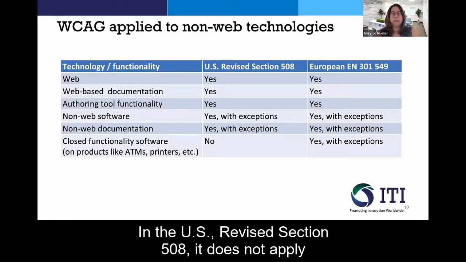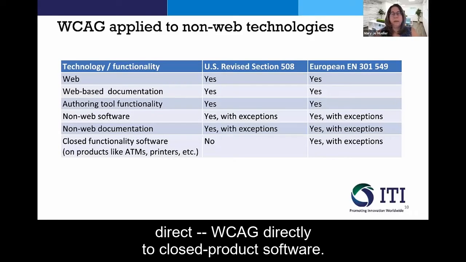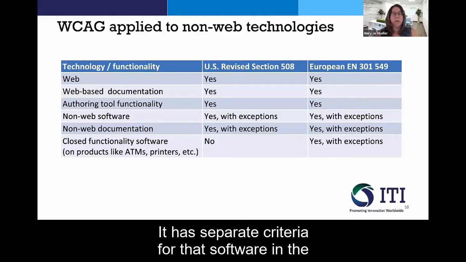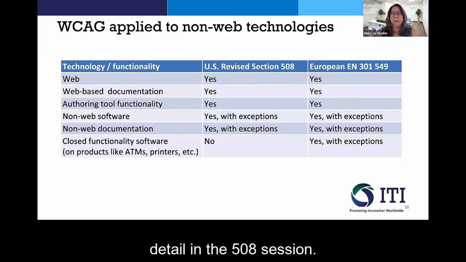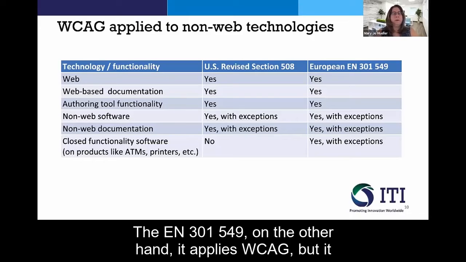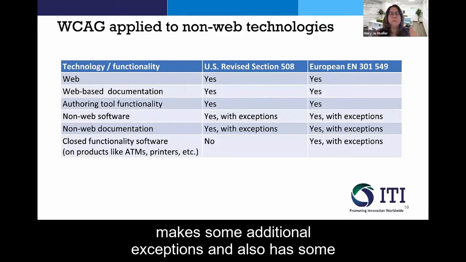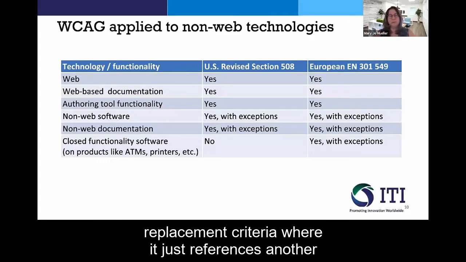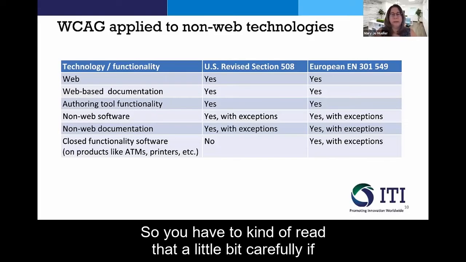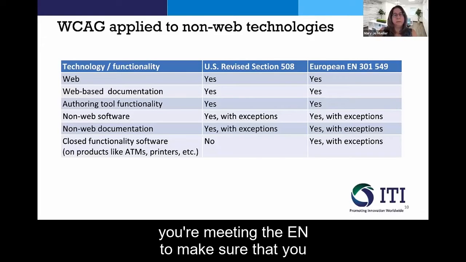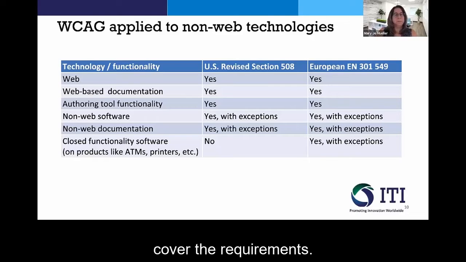In the U.S. revised Section 508, it does not apply WCAG directly to closed product software. It has separate criteria for that software in the subsection on closed products. And that'll be covered in more detail in the 508 session. The EN 301549, on the other hand, applies WCAG, but it makes some additional exceptions and also has some replacement criteria where it just references another section instead of using the exact verbiage from WCAG. So you have to read that a little bit carefully if you're meeting the EN to make sure that you cover the requirements.